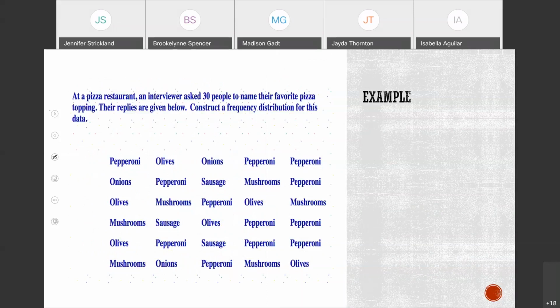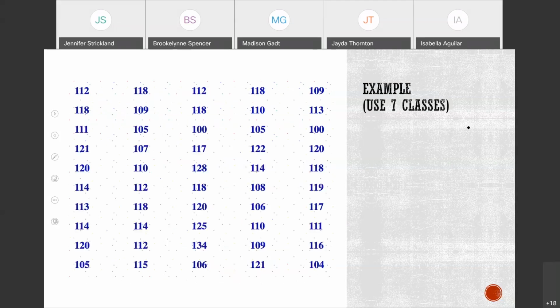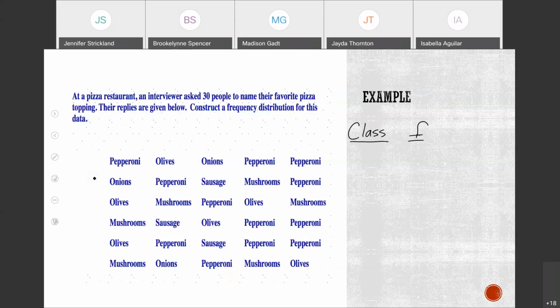Okay, up to you. All right, so it says, at a pizza restaurant, an interviewer asked 30 people to name their favorite pizza toppings. And we have what they said down here. And we want to construct a frequency distribution for the data. So what type of frequency distribution am I going to do? Categorical. Okay, not numbers, so categorical, right? So when I set it up, what are my columns going to look like? I'm going to have a column for class. What else? Frequency, which I'm just going to abbreviate with an F. And percent, which I'm going to put the percent symbol.